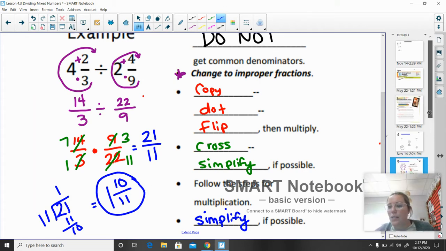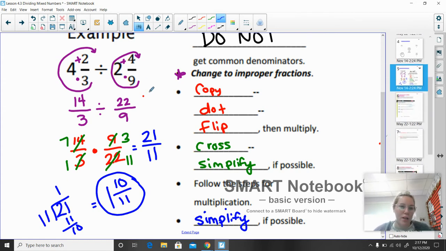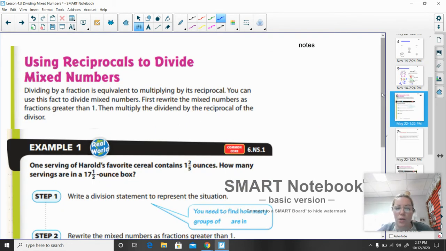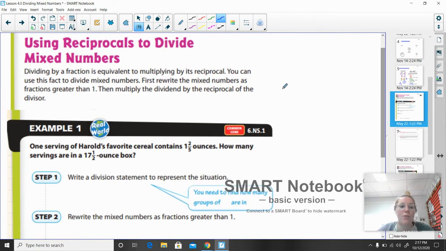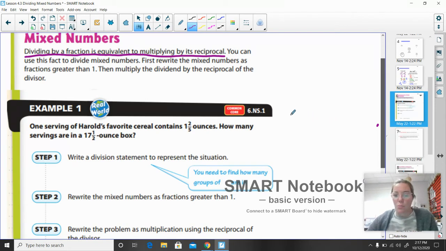So with dividing mixed numbers, it's not much different. We have to get them to be improper fractions first, then we copy, dot, flip, and then we just multiply like normal. So it should be pretty easy squeeze when it comes to this. We're still using reciprocals. Dividing by a fraction is equivalent to multiplying by its reciprocal. This is something that we have learned. We can't actually divide fractions, so we have to multiply by reciprocals. First we rewrite the mixed numbers as improper fractions, and then we multiply the dividend by the reciprocal.